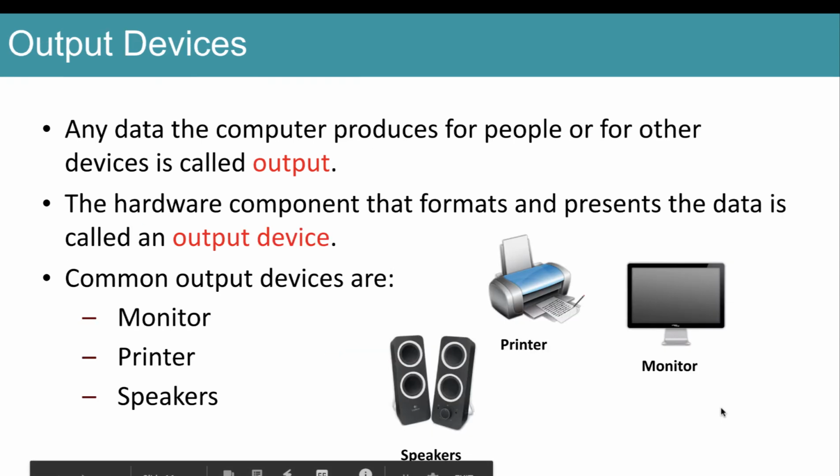Output devices. So any data the computer produces for people or for other devices is called output. The hardware component that formats and presents the data is called an output device. And monitors, printers, and speakers are common output devices.